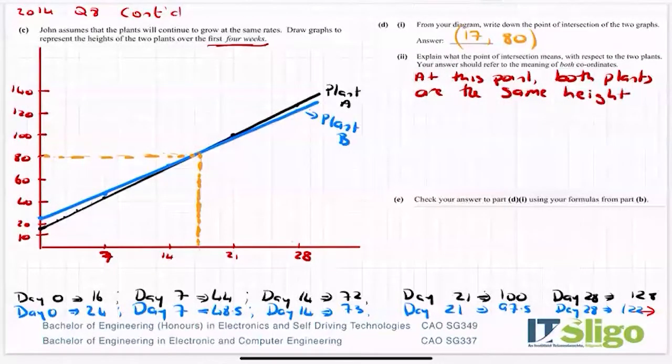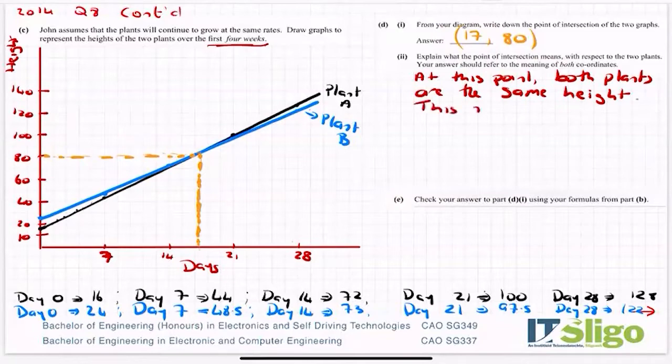Okay, that's what a point of intersection means. They're the same something. Now it says refer to the meaning of both coordinates. So the 17 means what? And I didn't label my axis. That was a bit naughty. So that's days, this is height. You should always label your X and Y axis.